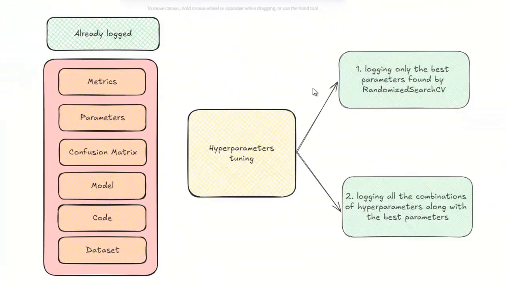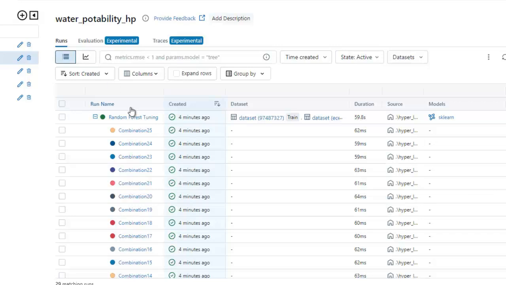So we have completed our 2 steps. In the first step, we logged only the best parameters found by randomized search CV. In the second part of this video, we logged all the combinations of hyperparameters along with the base parameters, that you can see over here. As I said, as per your requirements, you can log either only the base parameters or all the hyperparameter combinations. Hope all of you are clear with this.